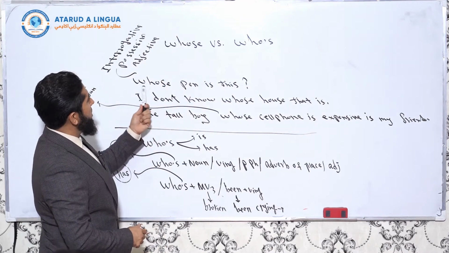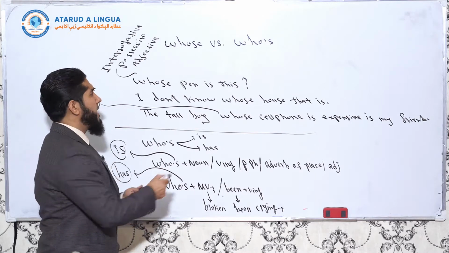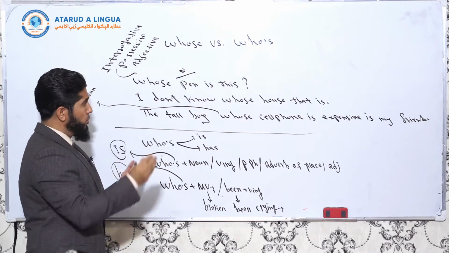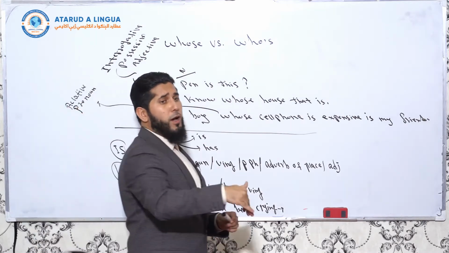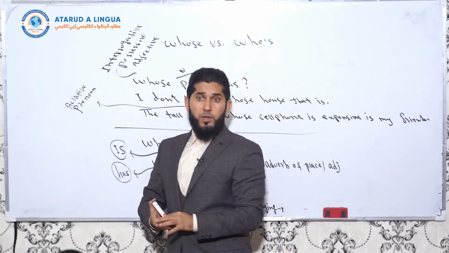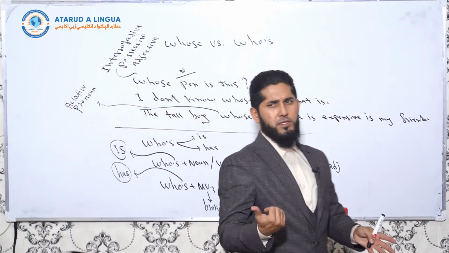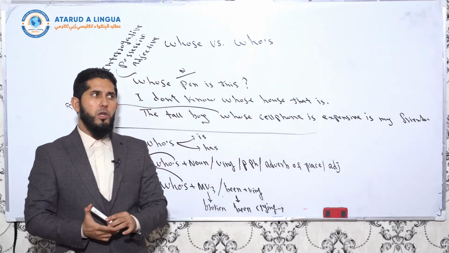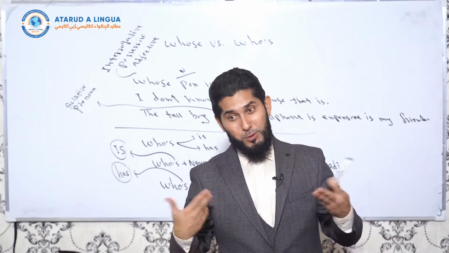Look, the first one, whose, is usually followed by a noun, like here you have a noun, pen. Whose pen is this? Whose car is this? Whose house is this? Whose car has been lost? It's not like you just use simple present tense. You can use different tenses. Whose house will be painted? Right? Passive form, a future tense.